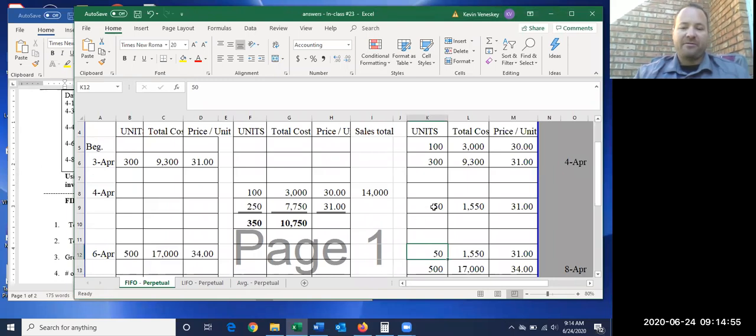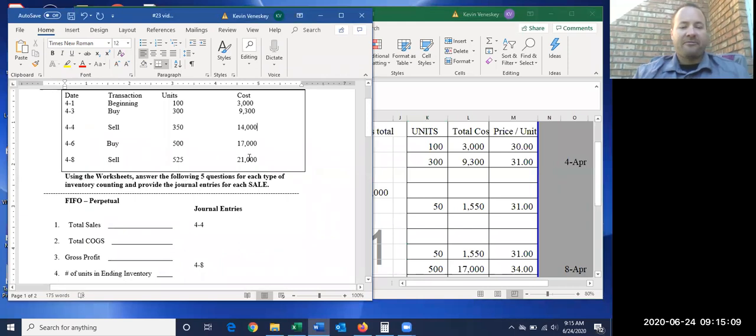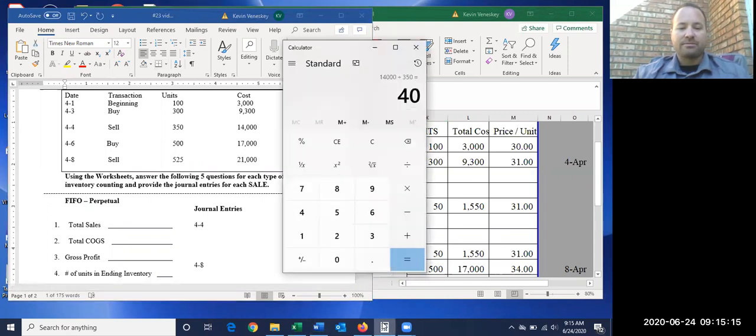So I still have the 50 items. I just bring those straight down. And then what I have now is my brand new stuff, my 500 items that I just bought. My final sale, I'm selling 525 and I'm bringing in $21,000. Let's see if our sale price has changed. Remember, it was 40 bucks a piece. I think it's still the same. If we take the 21,000, spread it out over 525 items, yep, I'm still selling it for 40 bucks a piece, which makes sense. People don't change their sale prices on a daily basis, except for maybe like a gas station.